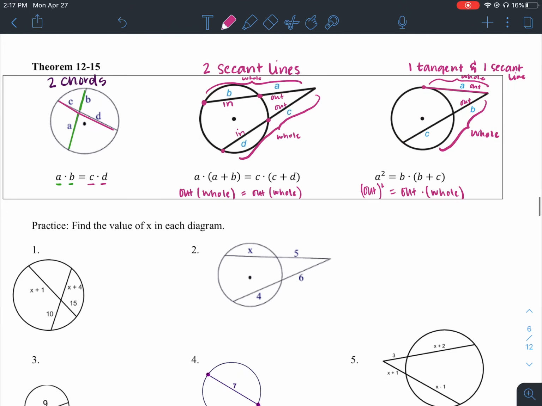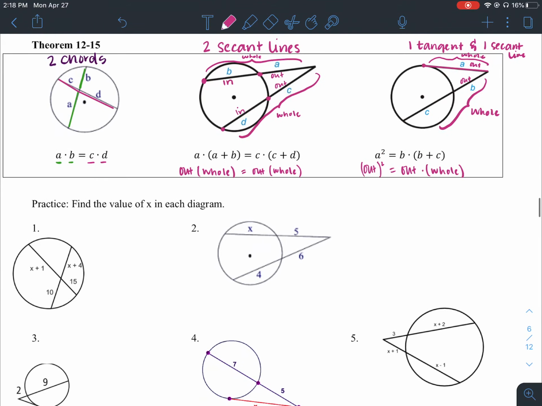Okay, so theorem 12.15, it's all about the intersection of lines and chords and segments. How it looks, this is really going to be like which picture looks the best. And you can rotate these. You can definitely have these be flipped around, upside down, but are you looking at, are we intersecting inside the circle? Are they intersecting outside the circle with two secant lines, or is it one secant line, one tangent line? And then follow your setup.